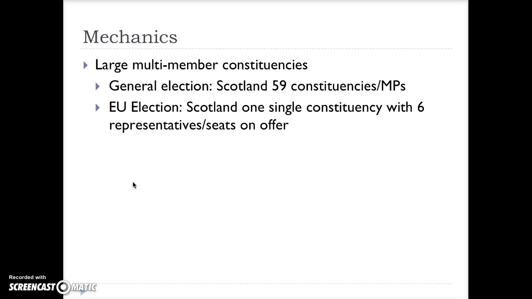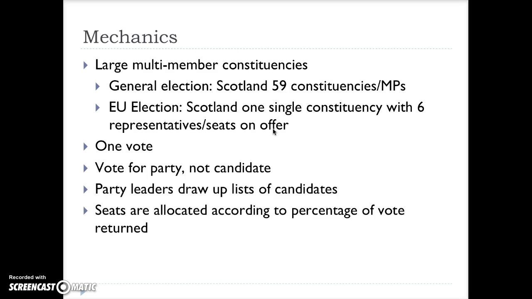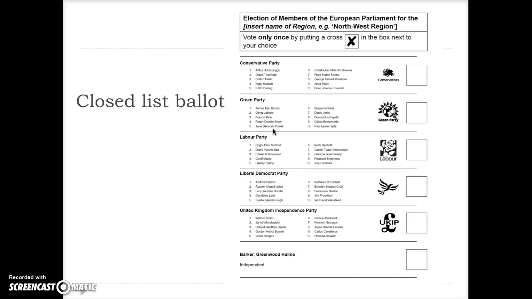We then, of course, have to work out how we're going to fill those 6 seats, but everyone just gets the 1 vote. Your punter still just gets 1 vote. However, that vote is cast for the party, not a specific person. The party leaders instead draw up lists of candidates, and seats are allocated according to a percentage of vote returned. So basically the top of the list gets elected, and then you work your way down. That's a bit abstract. I'm going to show you exactly how that works.